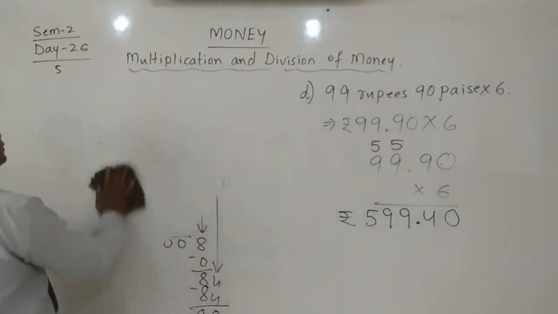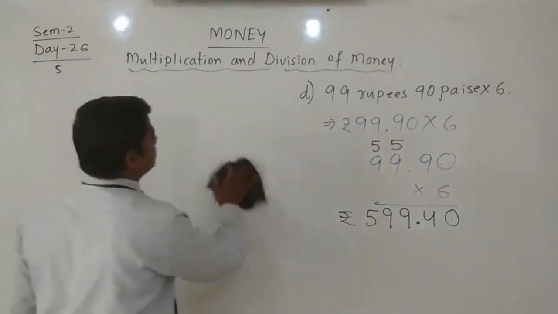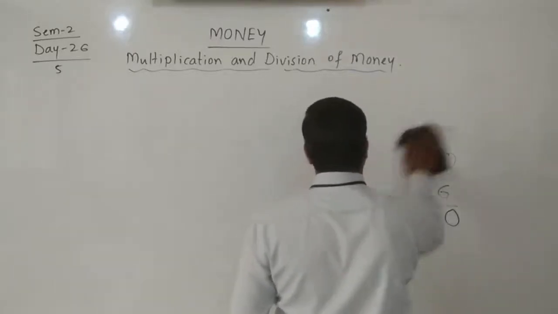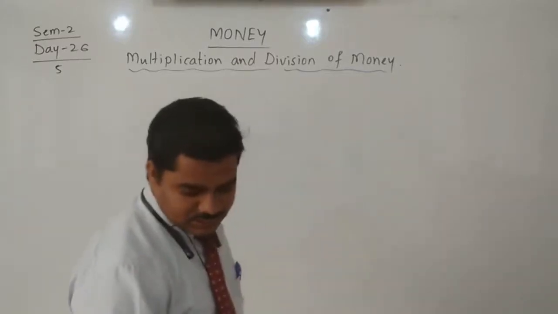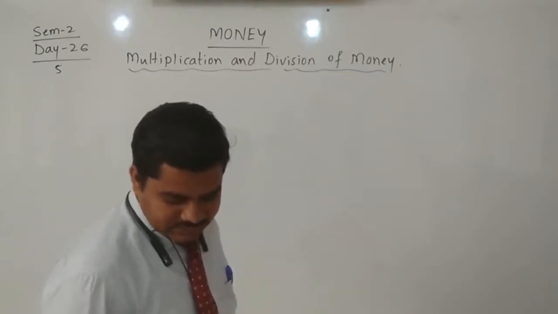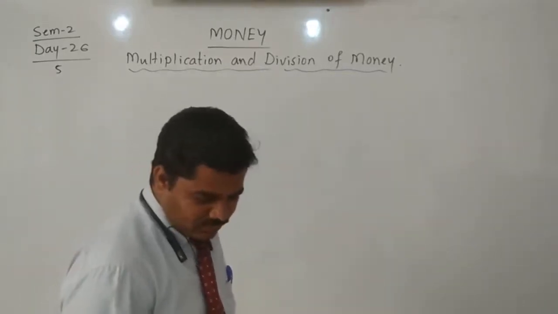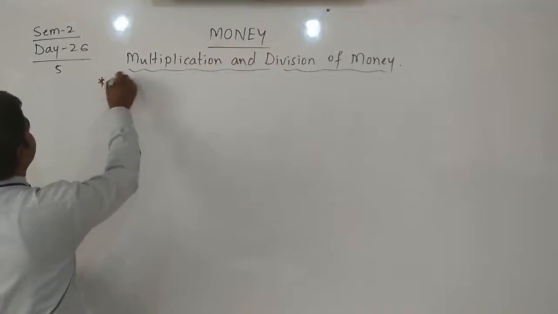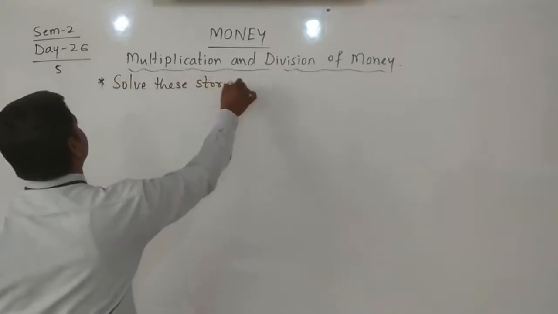Multiplication and division of money. Converting to the decimal form is important. After that, we know the decimal multiplication and decimal division. We can divide it easily, and you should not forget the unit, the rupee sign. You should write it. Here there is a story, very simple here. Solve these story problems.